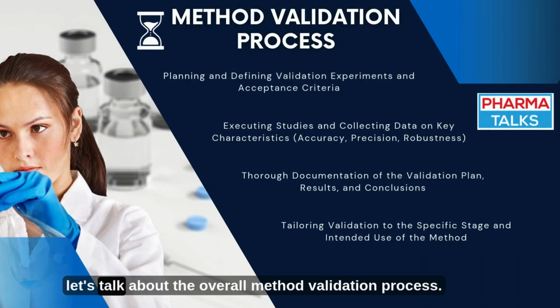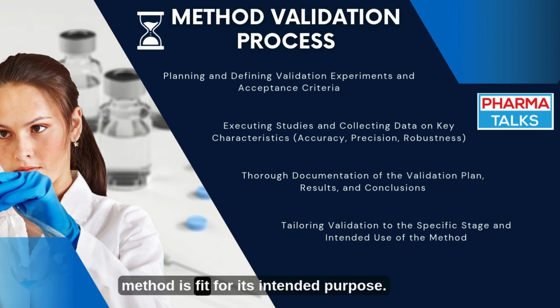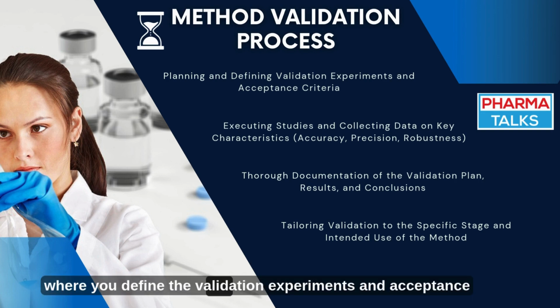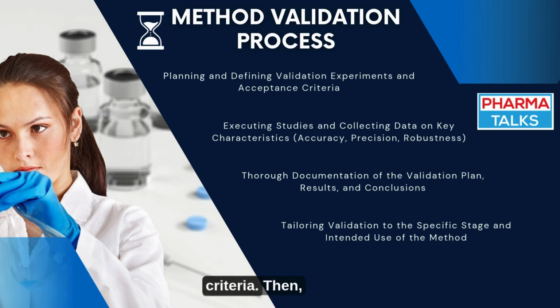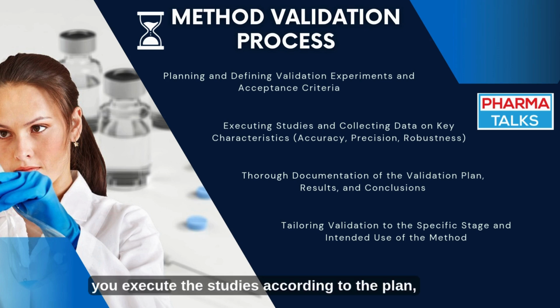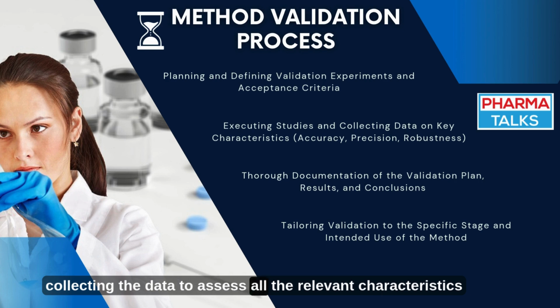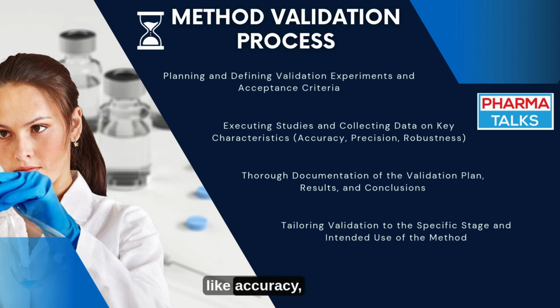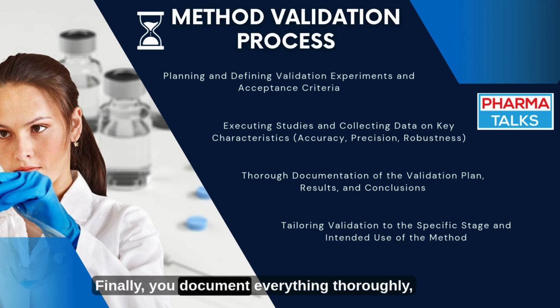Okay, let's talk about the overall method validation process. It's basically a structured approach to make sure your method is fit for its intended purpose. It involves careful planning, where you define the validation experiments and acceptance criteria. Then, you execute the studies according to the plan, collecting the data to assess all the relevant characteristics like accuracy, precision, and robustness. Finally, you document everything thoroughly: the plan, the results, and your conclusions.